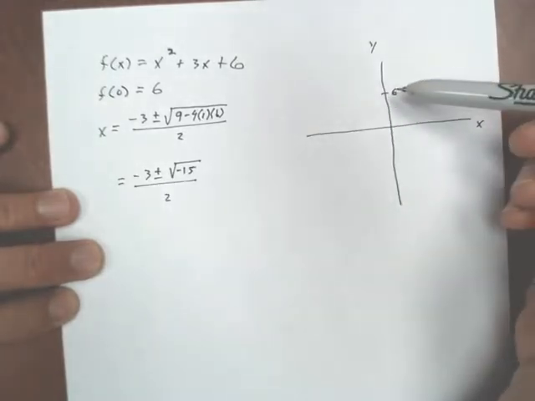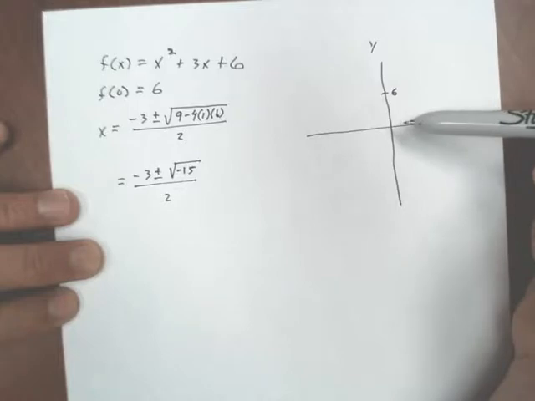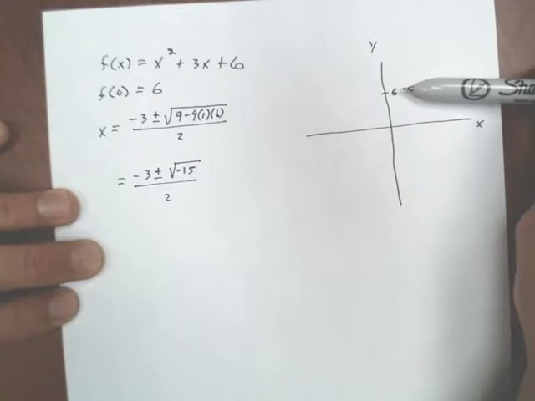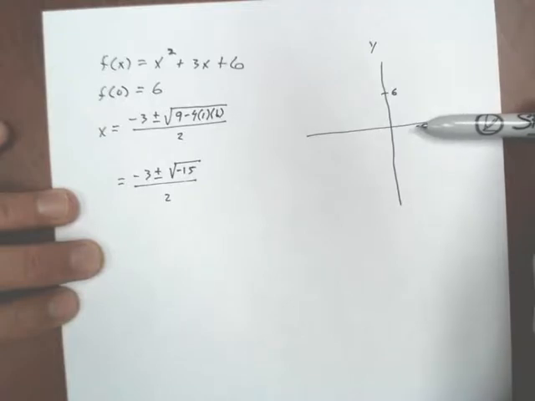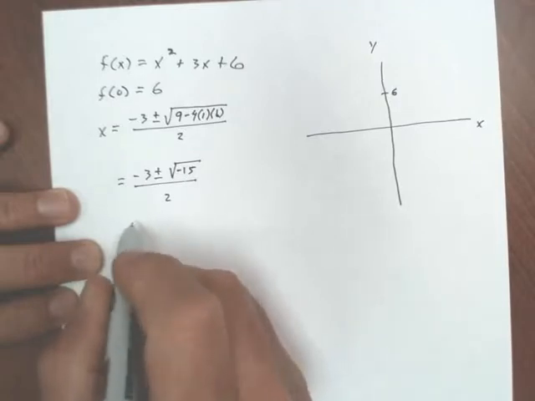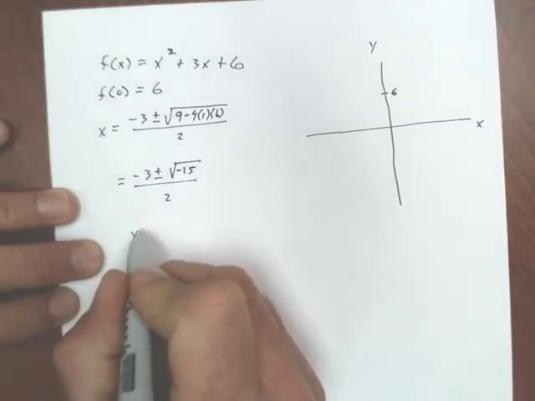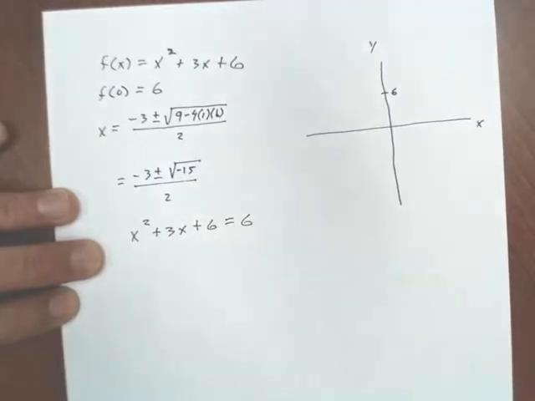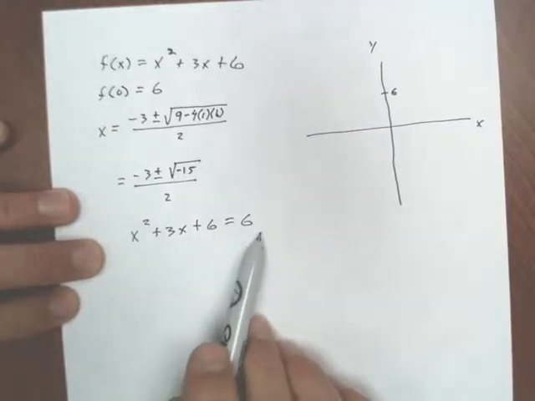But we do know we have an intercept at y equals 6, okay? And that's where x is 0. So what we can do in this case is artificially move the x-axis up to y equals 6 instead of keeping it at y equals 0. So let's take this, and instead of setting it equal to 0, we set it equal to 6. That gives us x squared plus 3x plus 6 equals 6.